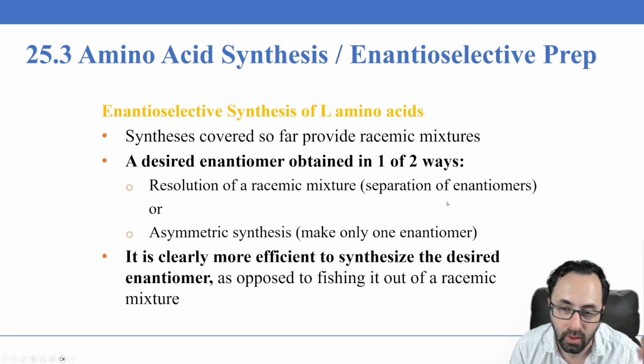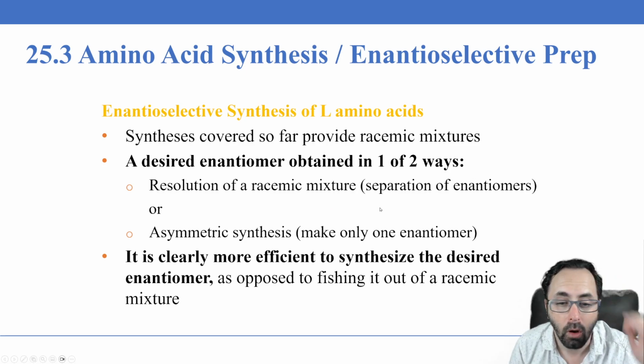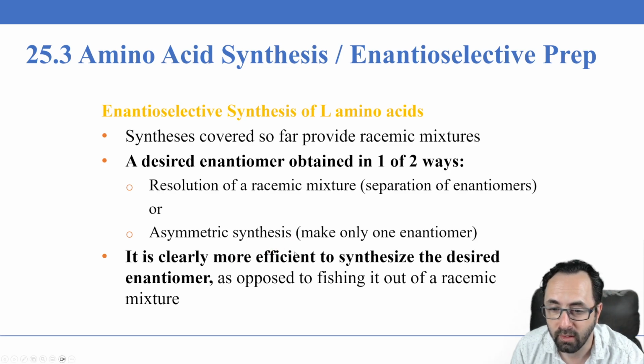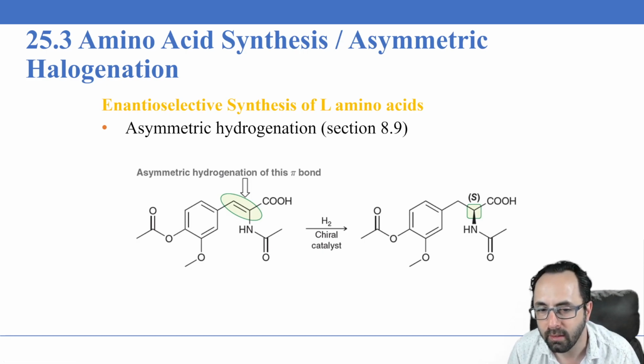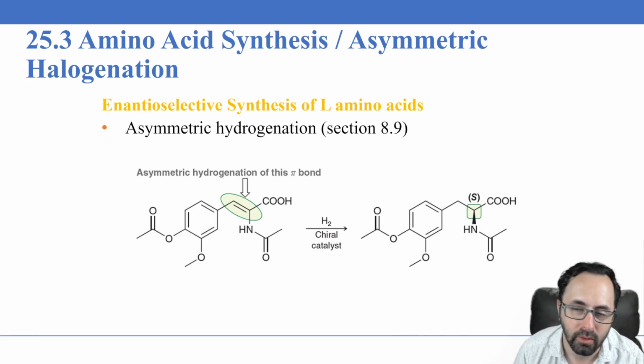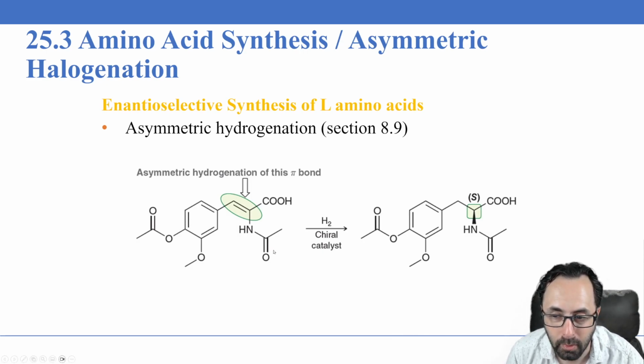We can do this with chiral chromatography. Or we can use an asymmetric synthesis that makes only one isomer. So clearly it's more efficient to produce the desired enantiomer, otherwise we waste half of what we've produced. And so in the synthesis of amino acids, this is an extremely important thing to do. There are special catalysts that can hydrogenate a bond in a certain stereochemical configuration, and that is one way of producing an L amino acid specifically.